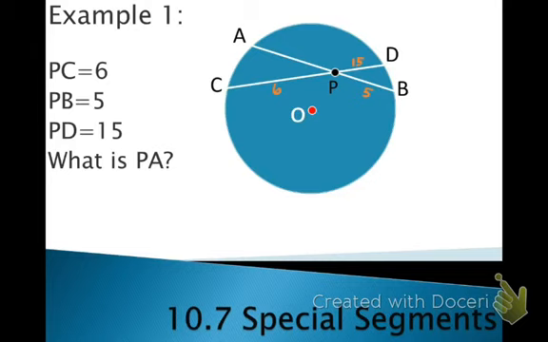So we know from our theorem, rule number 1, that 6 times 15 should equal PA times 5, right? So we have our two segments on each side of the point. They should be equal to each other. If we multiply those together, 6 times 15, we divide by 5, we should find that PA is equal to 18. Okay, so this is just simple algebra once we get it set up. As long as we know our theorems and know our rules, there's nothing too tricky about it.